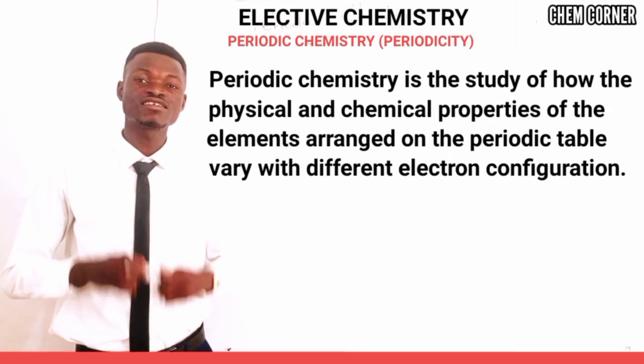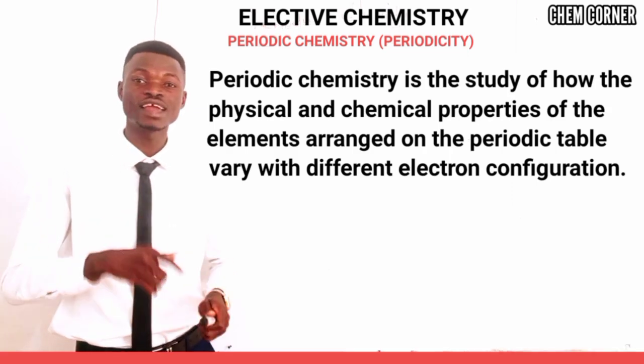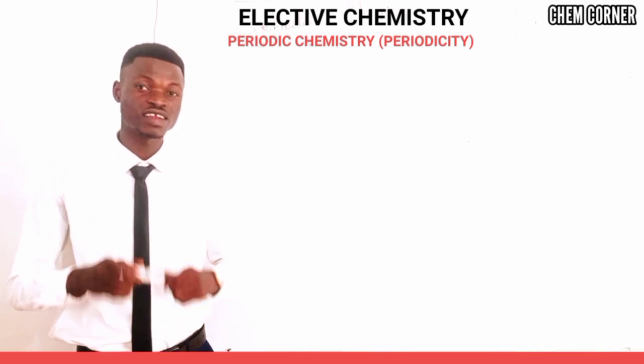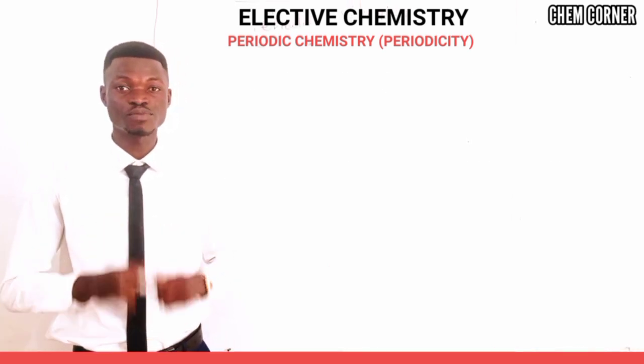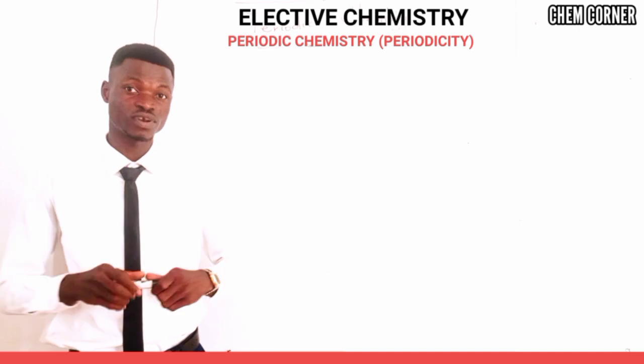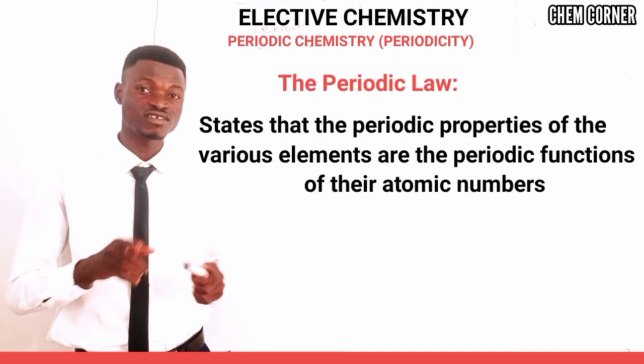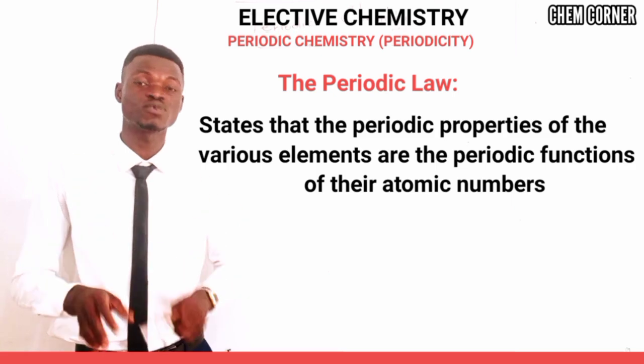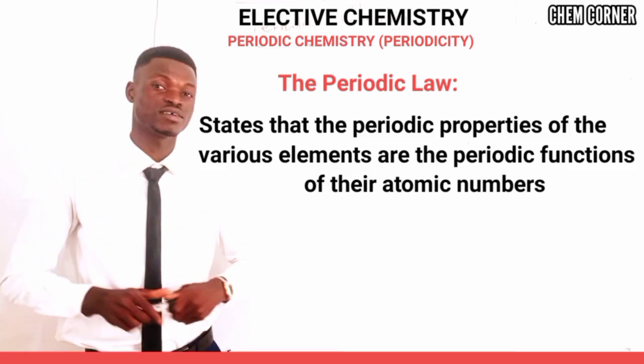In order to understand the various properties from one element to another, there is a law backing these properties, and this law is known as the periodic law. What is then the periodic law? The periodic law states that the periodic properties of the various elements are periodic functions of their atomic number.